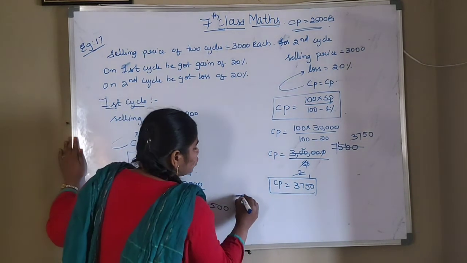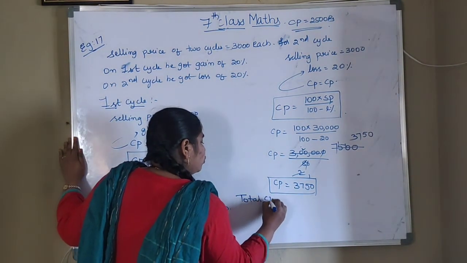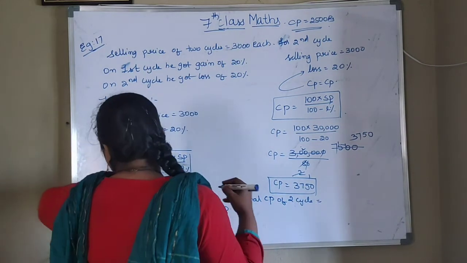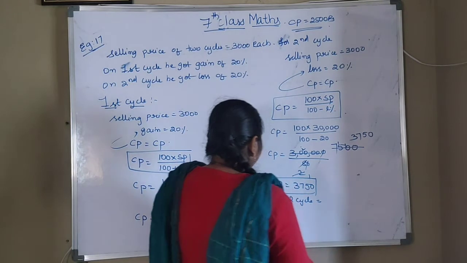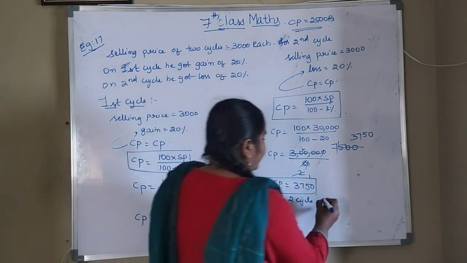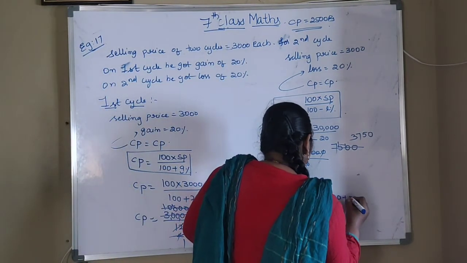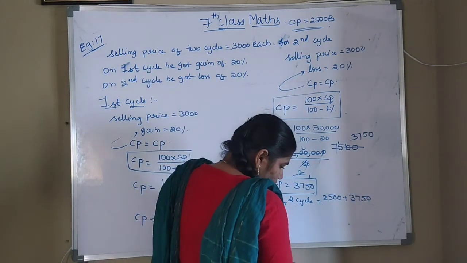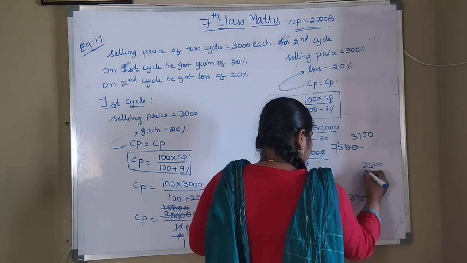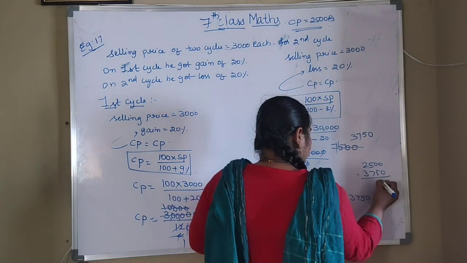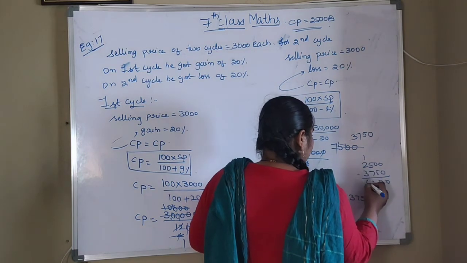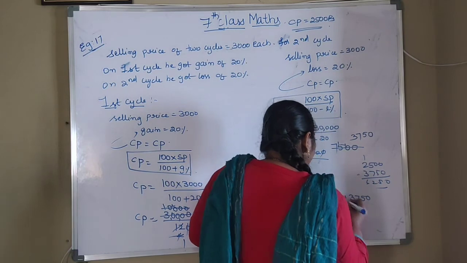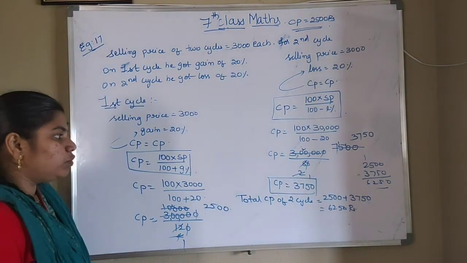So what will the total cost price be? Total CP of 2 cycles. What is the total CP of 2 cycles here? The first one is 2,500 plus 3,750. So that will be how much here? That will be 6,250. The cost price of 2 cycles is 6,250 rupees.